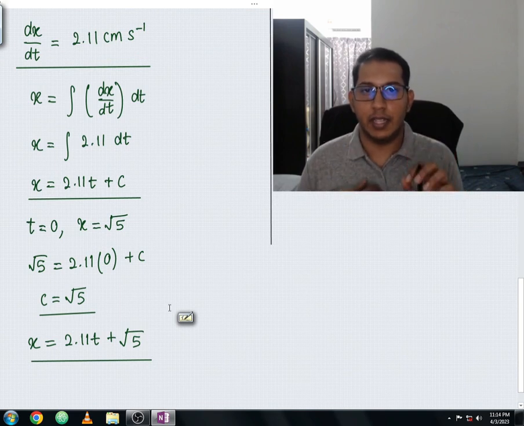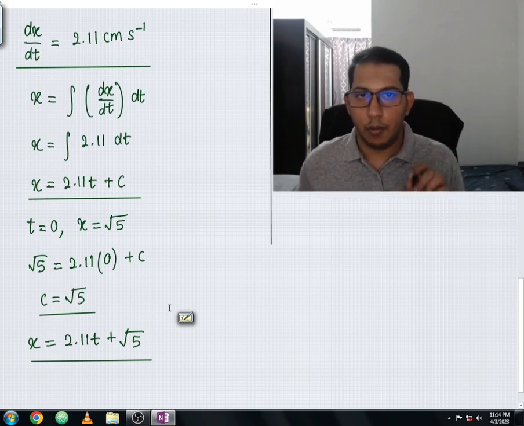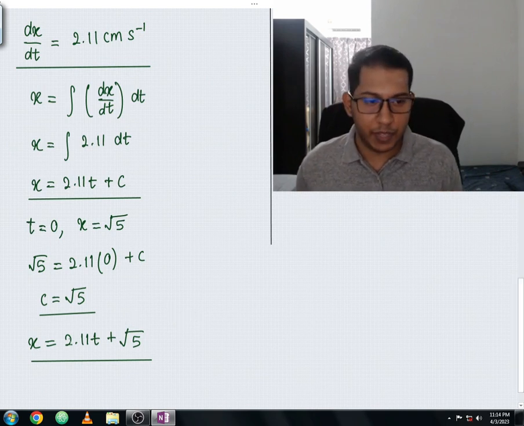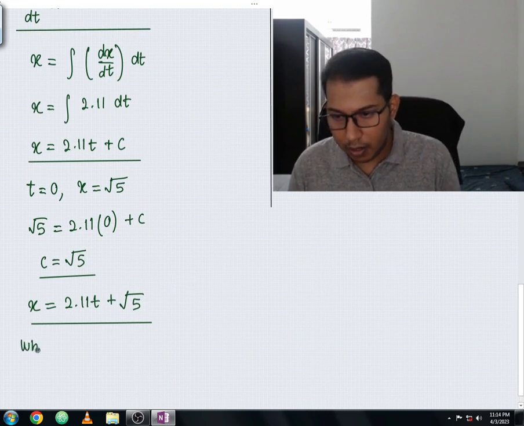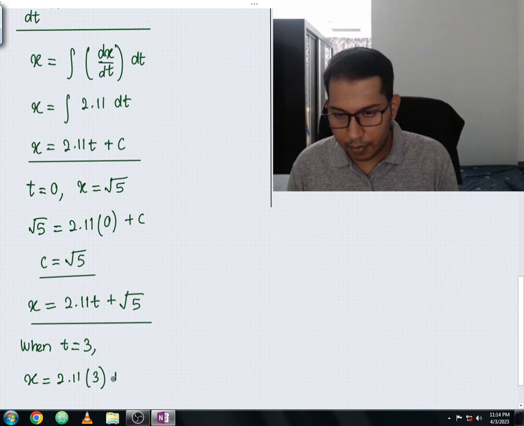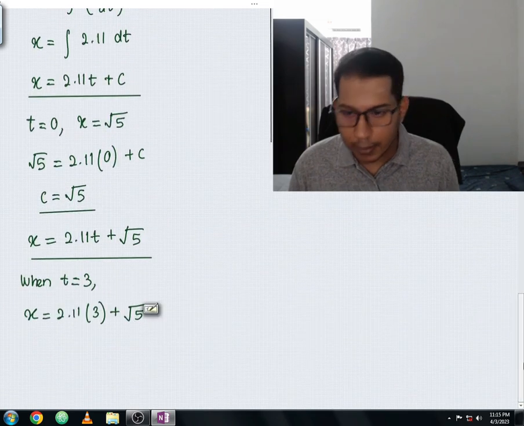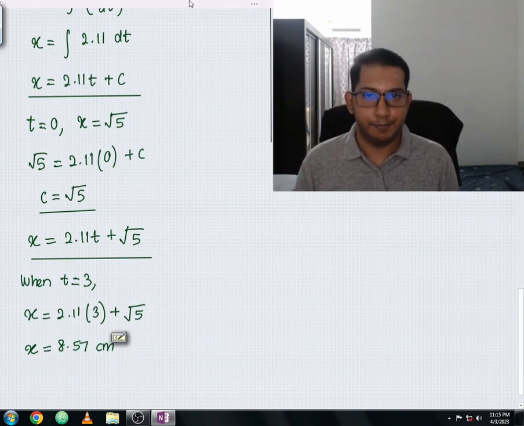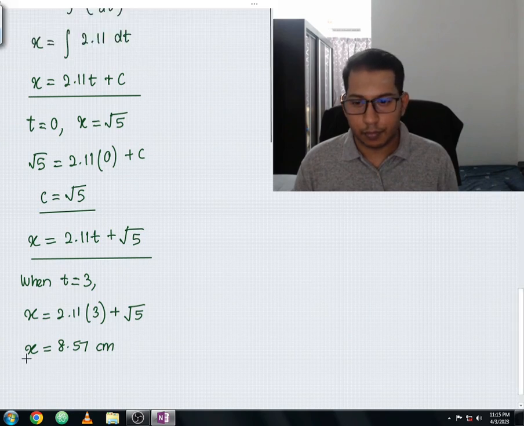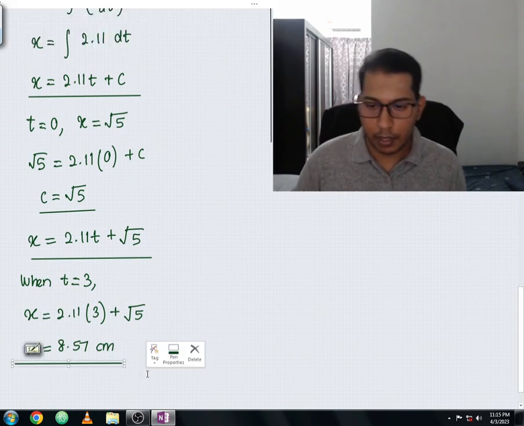Since the question asks us to find the length of QS after 3 seconds, we need to find the respective x value when t is equal to 3. So when t equals 3, x equals 2.11 times 3 plus root 5. You calculate this, and you get x equals 8.57 centimeters. Now we are done with question part B.